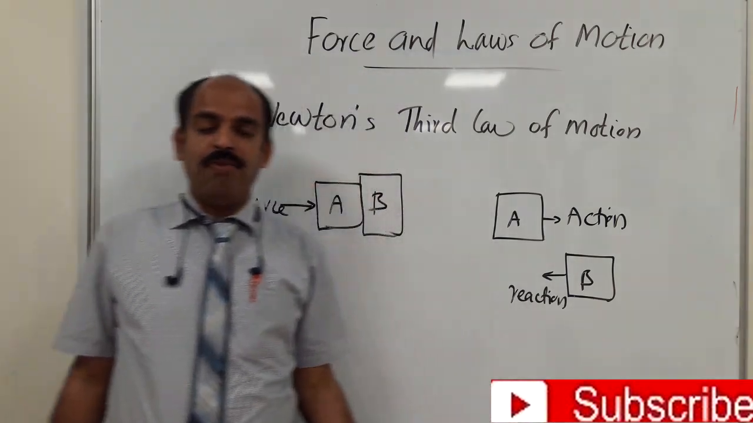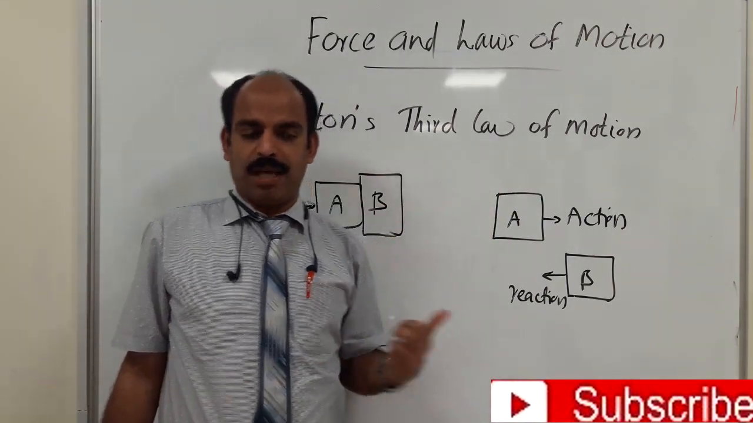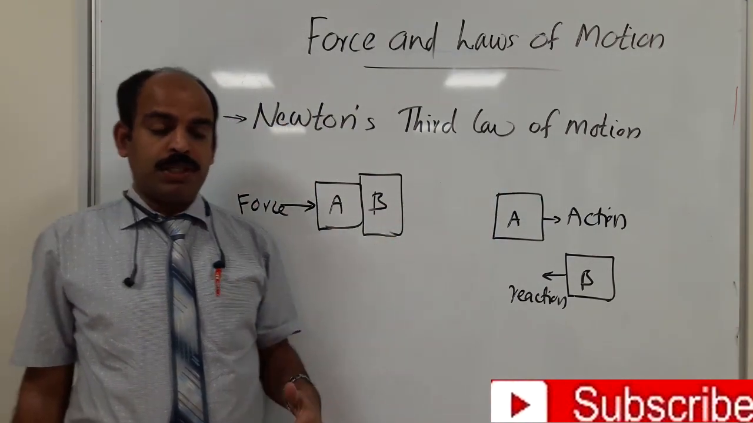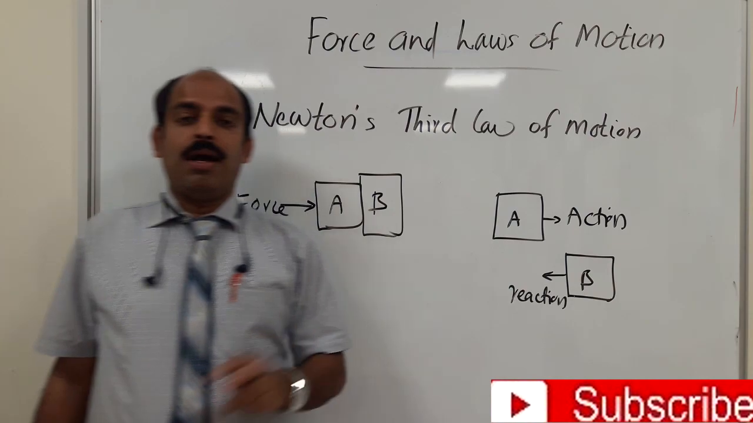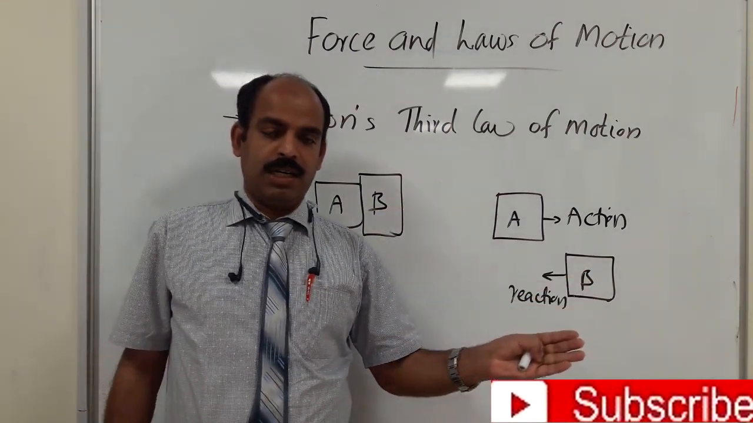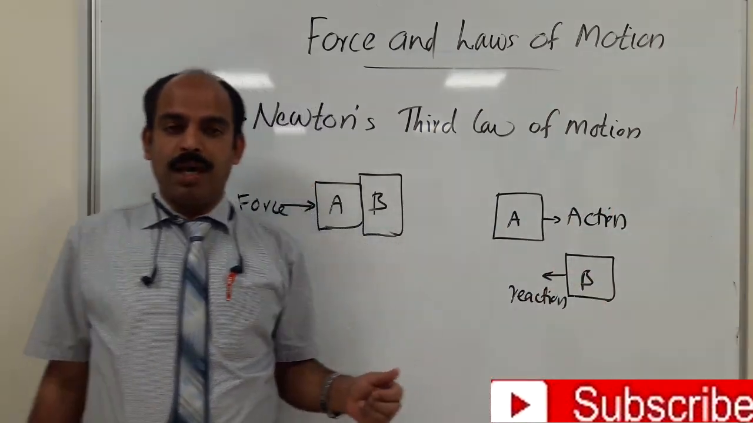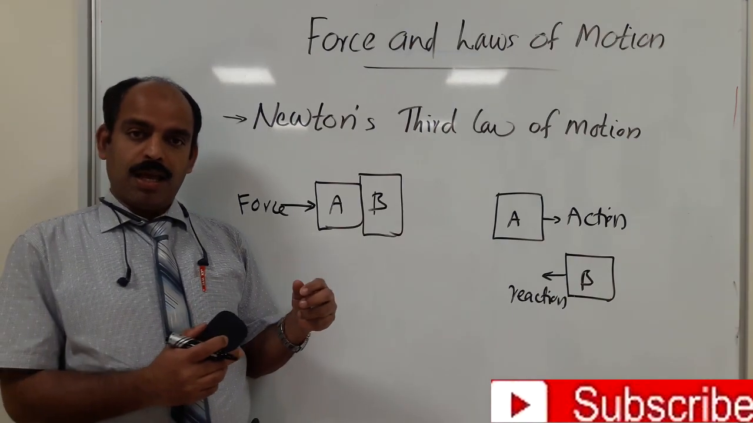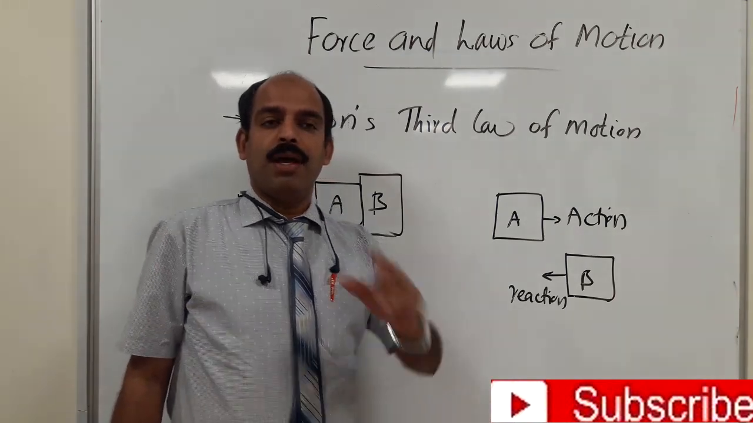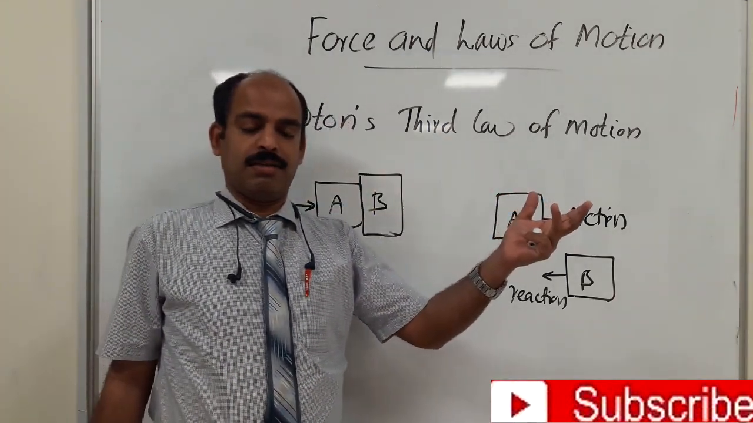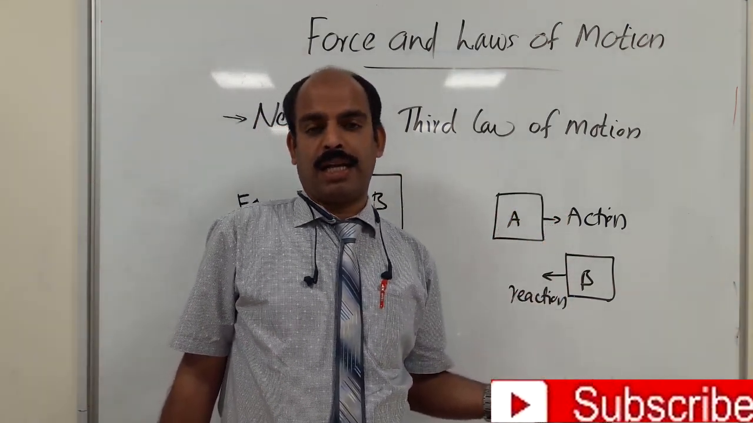In everyday life, we can see many examples of Newton's third law of motion. For example, while walking, we push the ground backward, right? At the same time, the ground pushes in the forward direction. That is why it is possible to walk forward. So while walking, we push the ground backward, that is action. At the same time, the ground pushes in the forward direction, that is reaction.